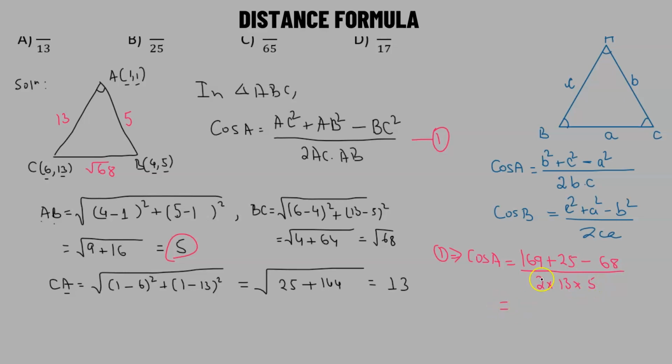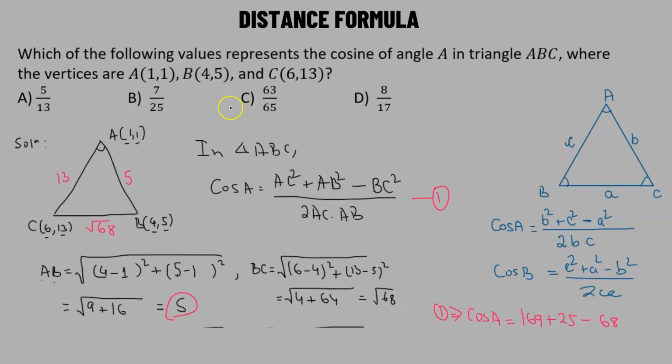Okay, so this will be equal to 169 minus 68, which is 101. Then 101 added to 25 is 126, divided by 2 times 5 is 10, and 10 times 13 is 130. If we further simplify this, we get 63 over 65. So that's the value of cosine of angle A. So let's check which option corresponds to 63 over 65. That's going to be option C.